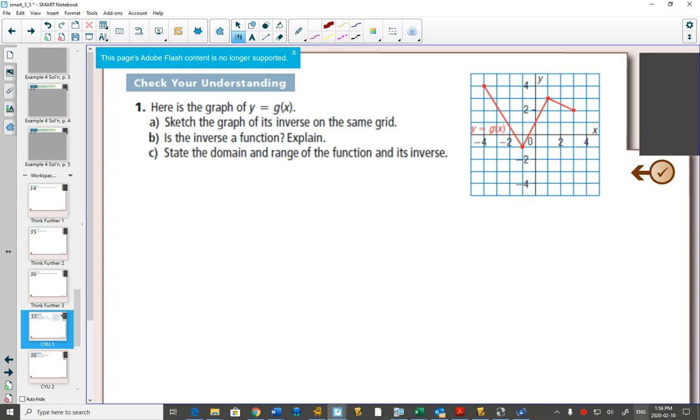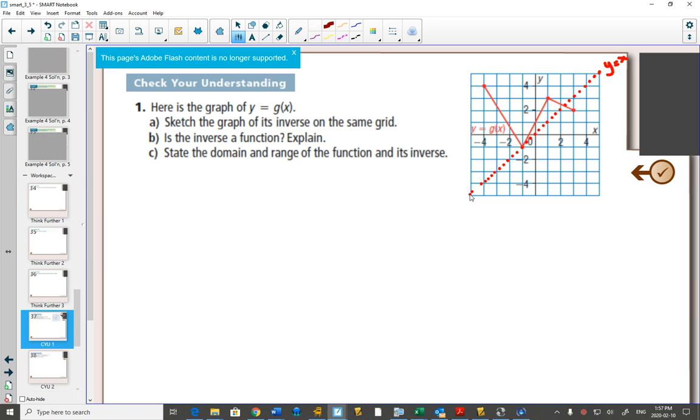So what we're going to be doing is flipping over the line y equals x. Whenever you're asked for the inverse, your brain should also think about flipping over the line y equals x. Anytime they ask for the inverse graph, you're flipping over y equals x. The easier thing to think about, though, is any point that you have.